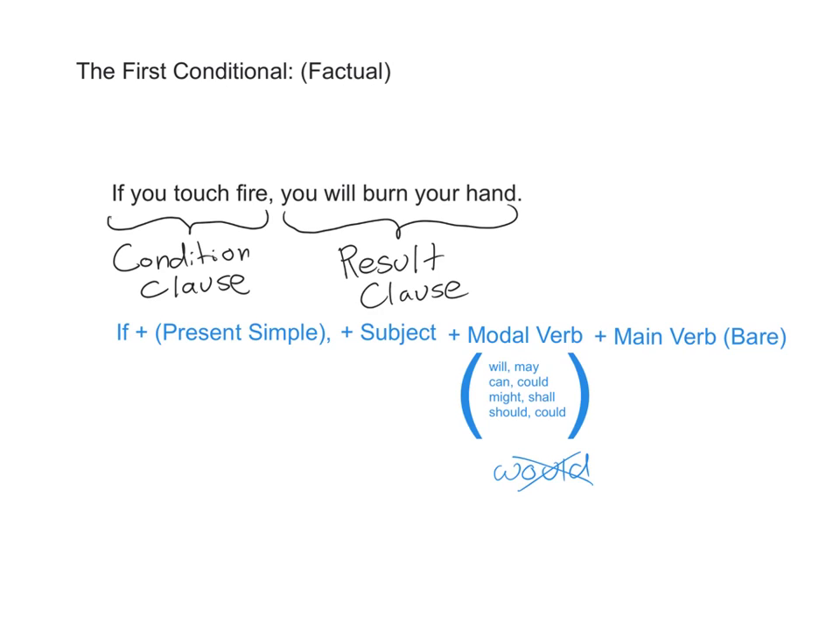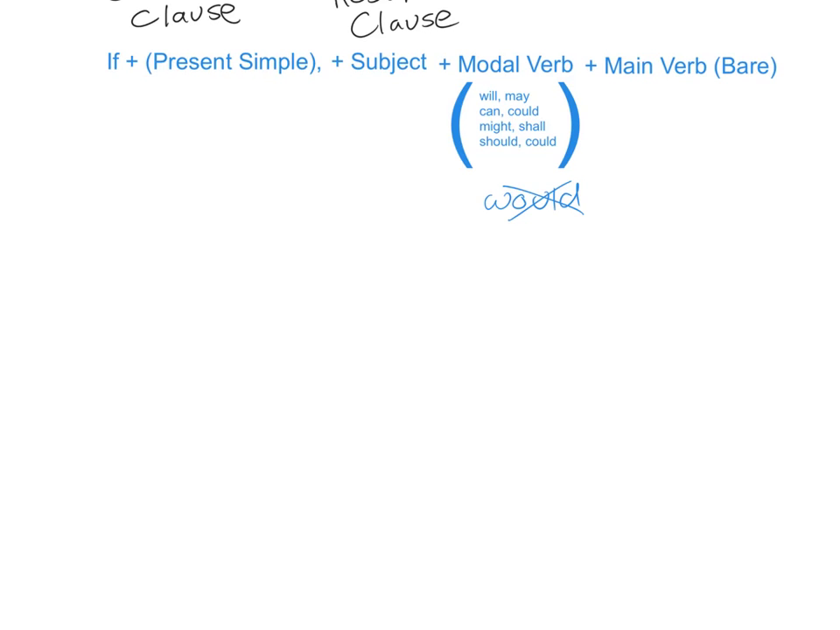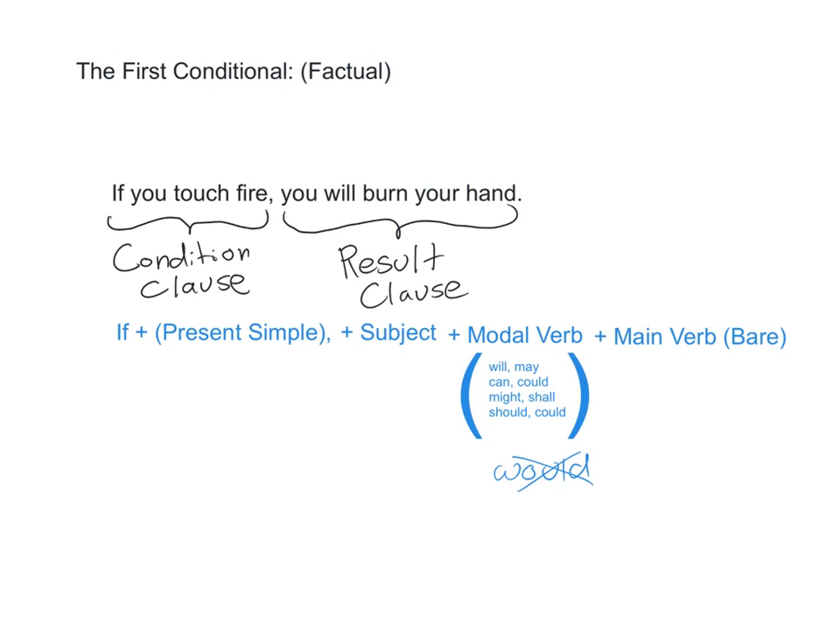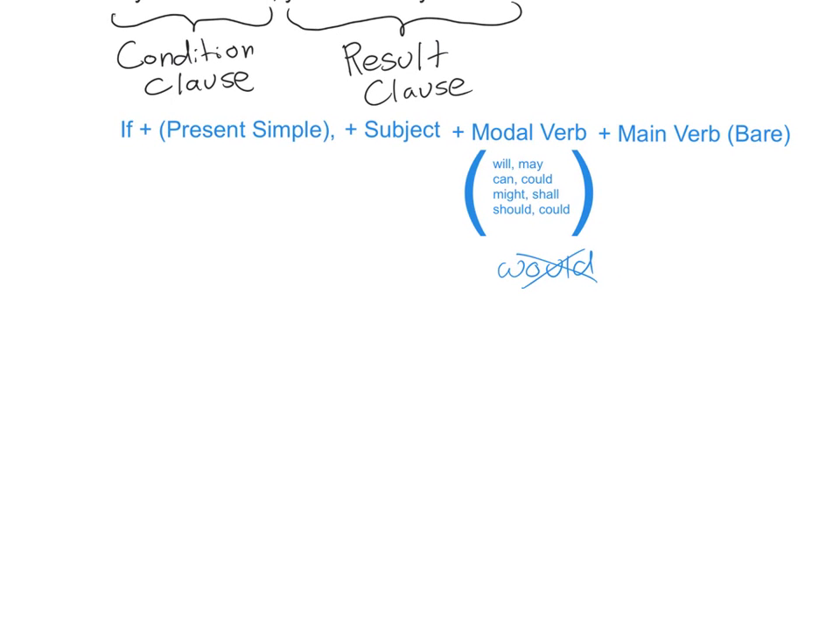English, however, has two other kinds of conditional sentences, and I want you to now pay very close attention to the differences in grammar. So let me scroll down here and make a little bit more room. All right, and we'll begin to talk about the second conditional. If I had $1 million, I would buy you a house.